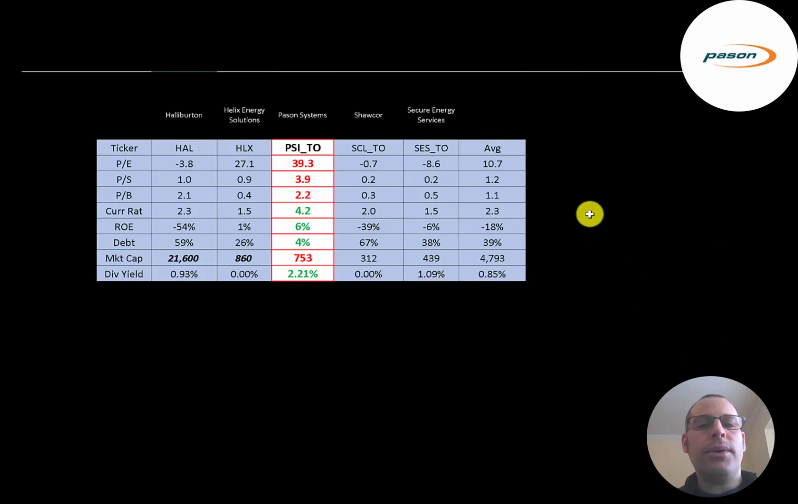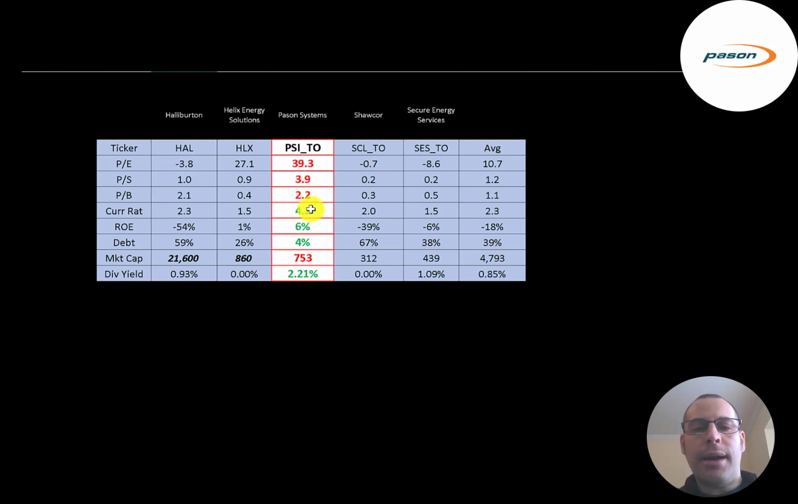The best way to look at ratios is to compare them to similar companies. I've done videos on Halliburton, Helix, Shawcor, and Secure Energy Services, all in the same industry as Pason. And if Pason has a number in red, they're worse than the average. If they have a number in green, they're better than the average. So they're worse than all the price multiples, but they're not terrible. They have the highest current ratio of all the companies.